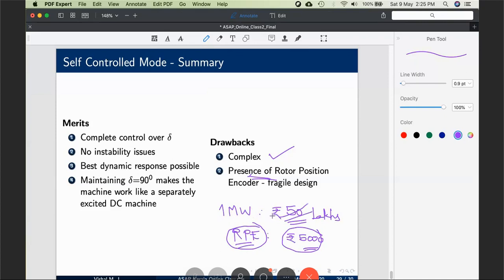Can we say that that's a good design? Actually, no, because such an expensive and very crucial equipment depends on a fragile equipment for its operation. That cannot be seen as a good design. So that's where sensorless control comes in. This is a new research area where several methods have already been discussed. You remove the RPE, but if you remove the RPE, how can you get EF?